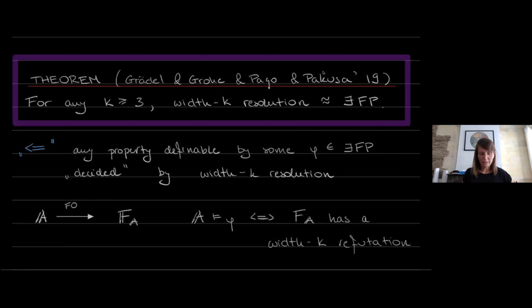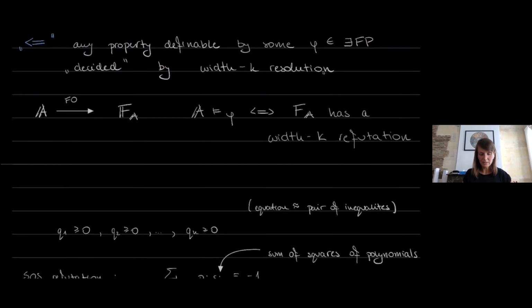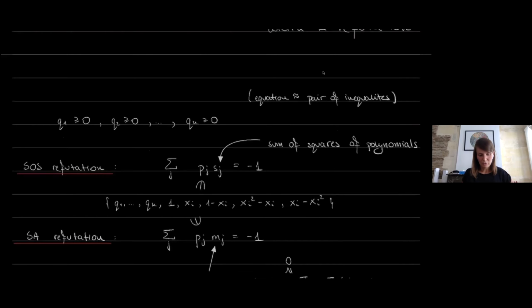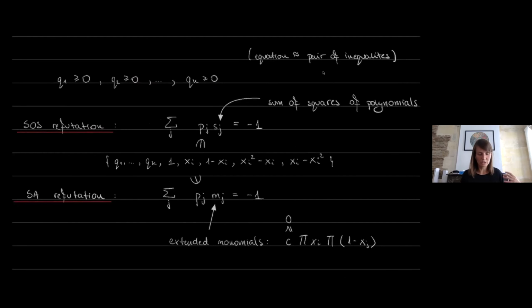As I said, I just want to briefly mention the key results here. Now let us move to sum of squares and Sherali-Adams. Let me briefly remind you of the definition. We are talking about semi-algebraic proof systems. We want to show that some system of polynomial inequalities that we have here does not have a solution. A sum of squares refutation looks like this. We have this polynomial identity, where we can multiply polynomials pj, which are either the original polynomials, multiplied by sum of squares.